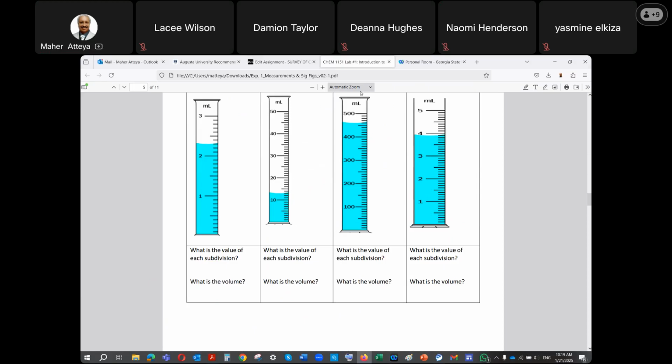Total volume. Whenever you read with 2 digits after the decimal, here is the subtotal. What is the value of the sub? Each subdivision in between all of this, we say correct, and this is what the whole volume reads, from here to here, the whole volume.